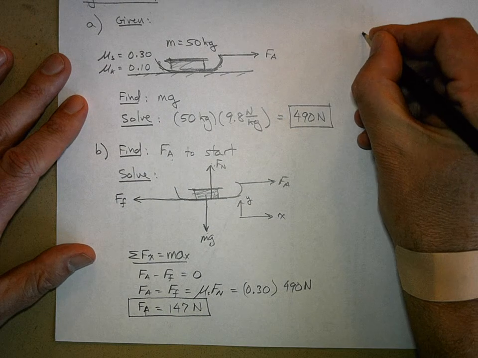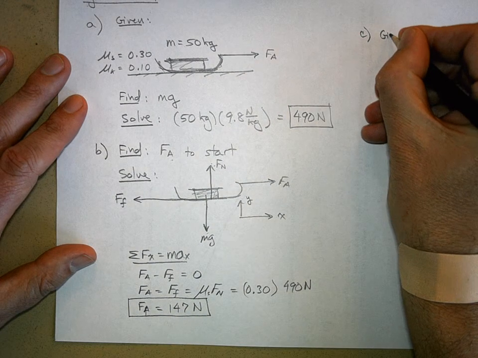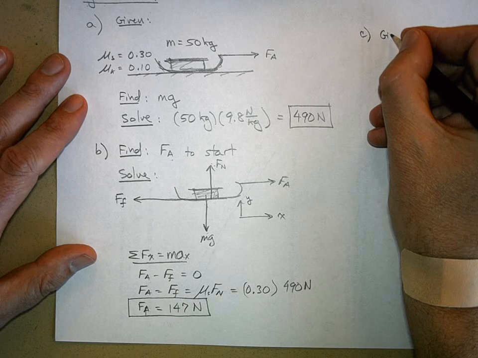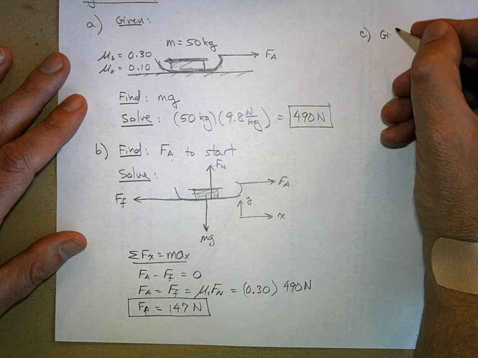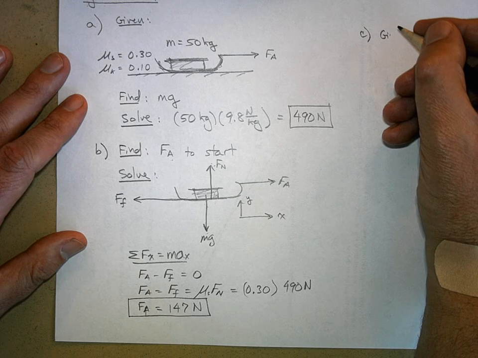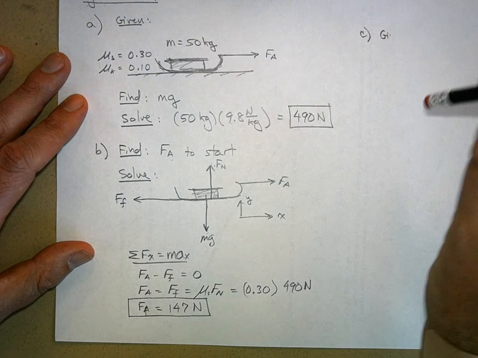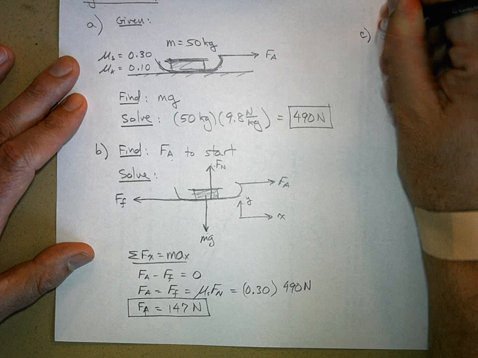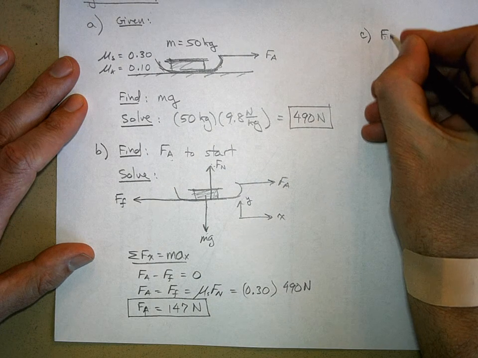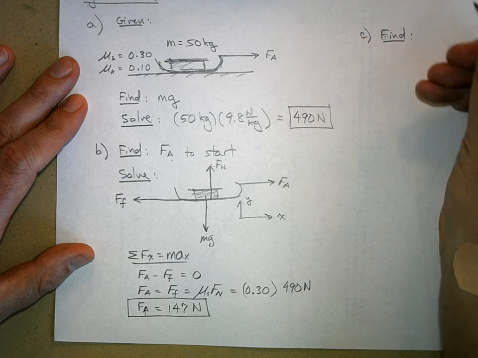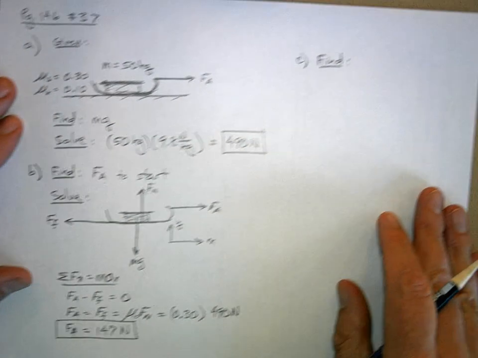Well, let's do part C. What's given in part C? Part C says, what is the force needed to keep the sled moving at a constant velocity? Okay. So for part C, what we want to find is, let me move this over here.